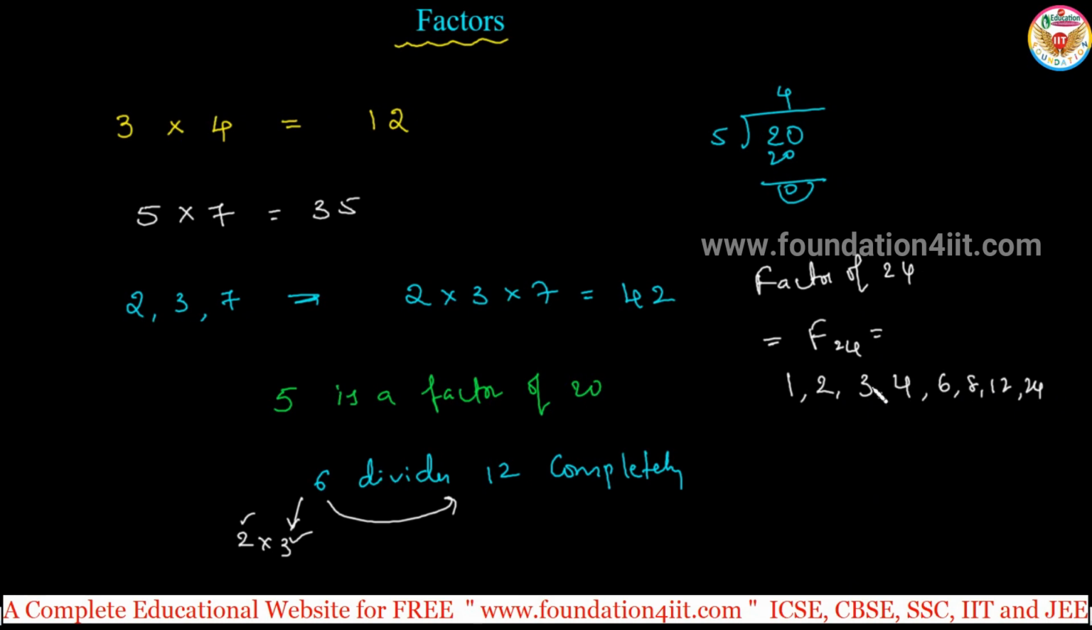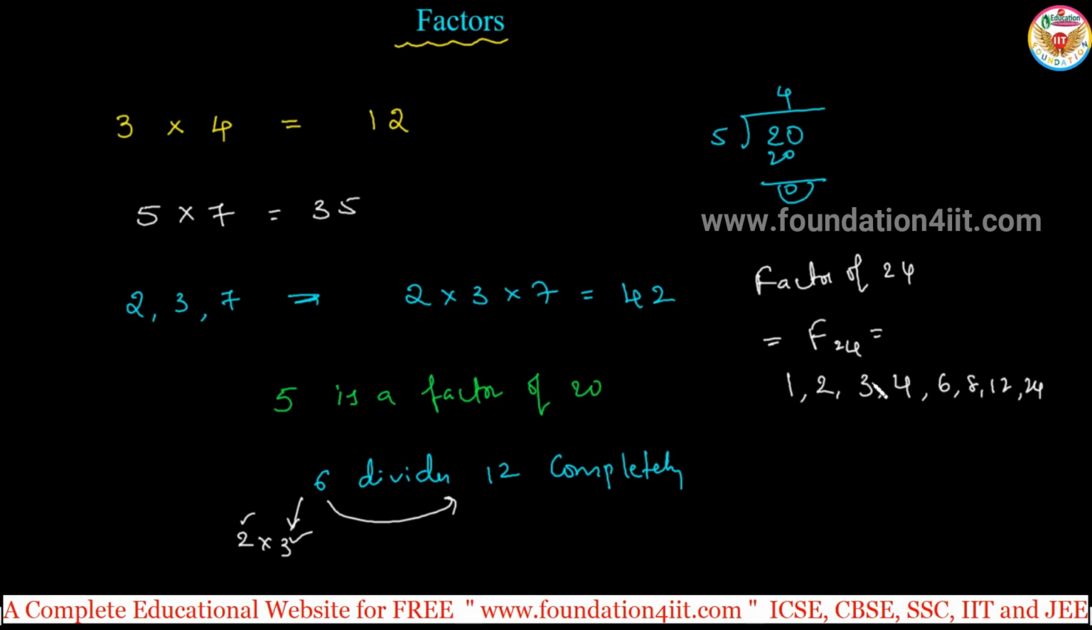Only one thing: the number which divides completely is a factor. So the 3 table, 4 table, 6, 8, 12, 24. 10 is not a factor, because if you divide 24 by 10, it does not divide completely. We get a non-zero remainder, so this is not a factor.